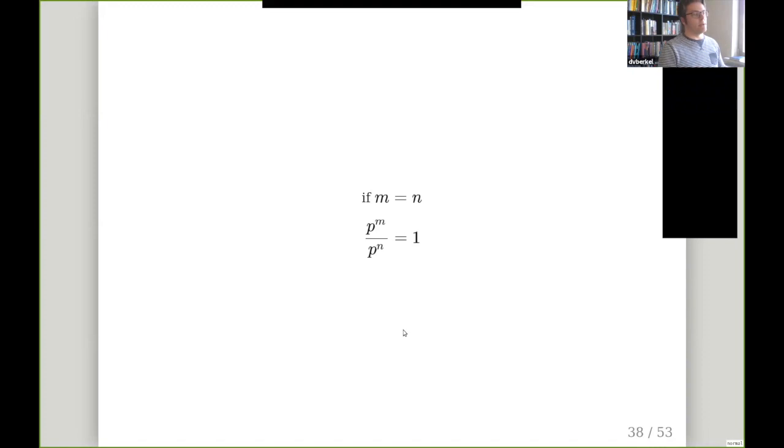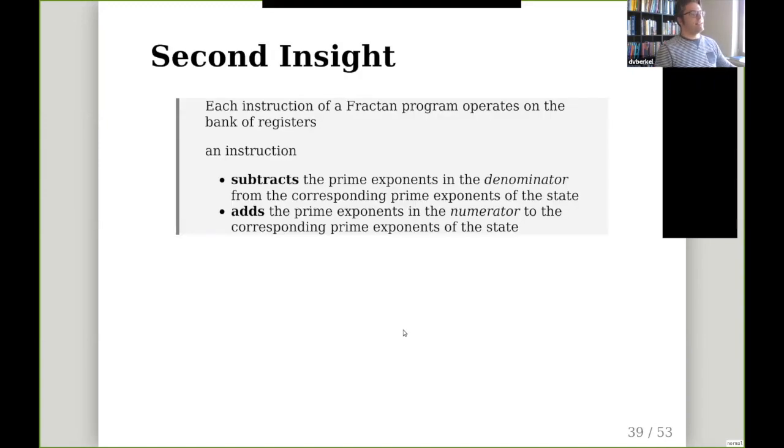Because if they are the same and you take a fraction and you basically tick them off, you will end up with a 1. So the next and second insight of a Fractran program basically is each instruction, each fraction of a Fractran program, operates on the bank of registers in the following way. The denominator, the lower part of the fraction, subtracts the number of primes from the register, and the numerator, the top part, will add to the corresponding prime factors in the representation.